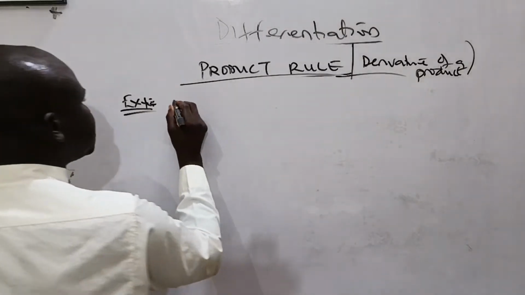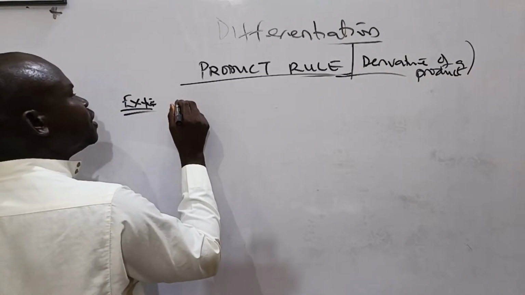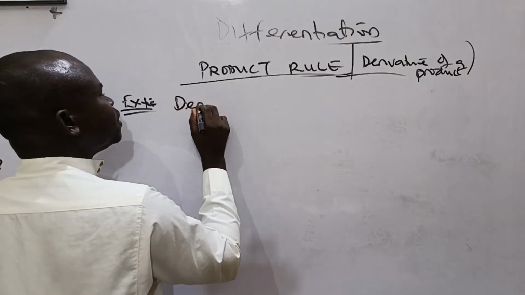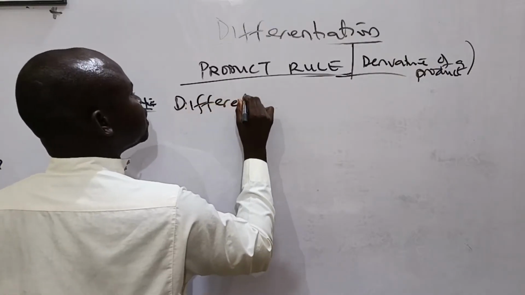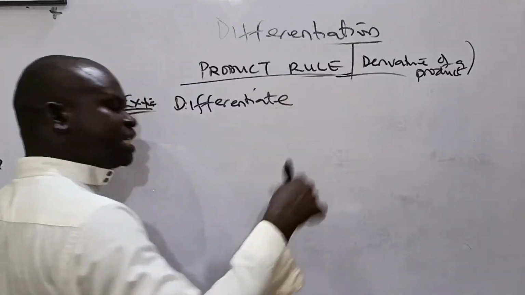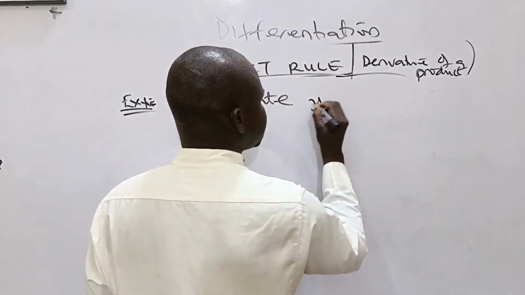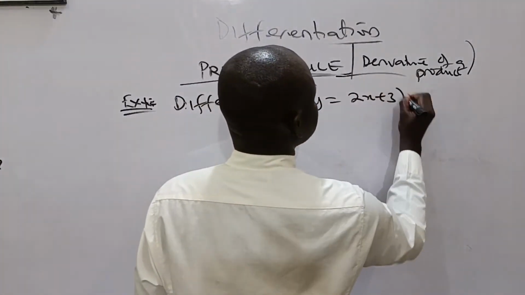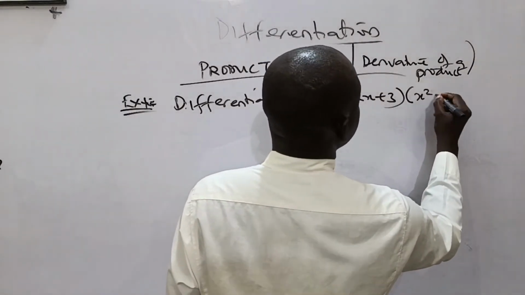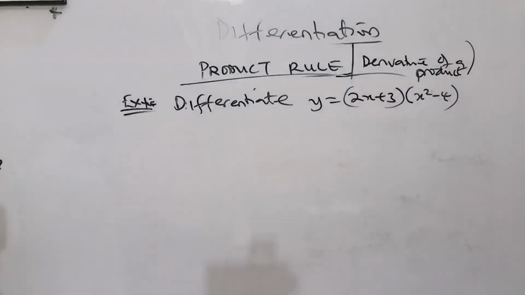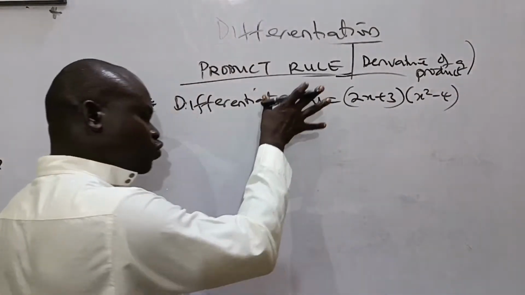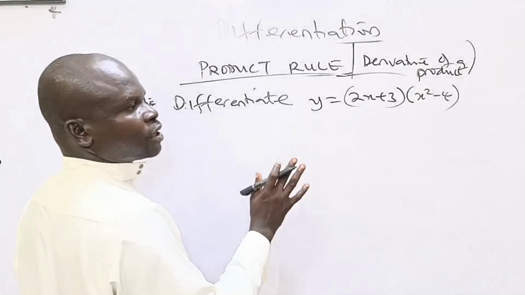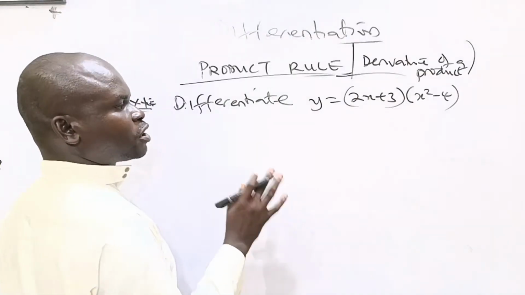So let's say differentiate. You can say differentiate, or the question will say find the derivative. Differentiate y is equal to (2x plus 3) into bracket (x squared minus 4). Look at this. We have a product of two different functions. So I'll go through the normal method, then I'll teach us the shorter method for multiple choice questions.